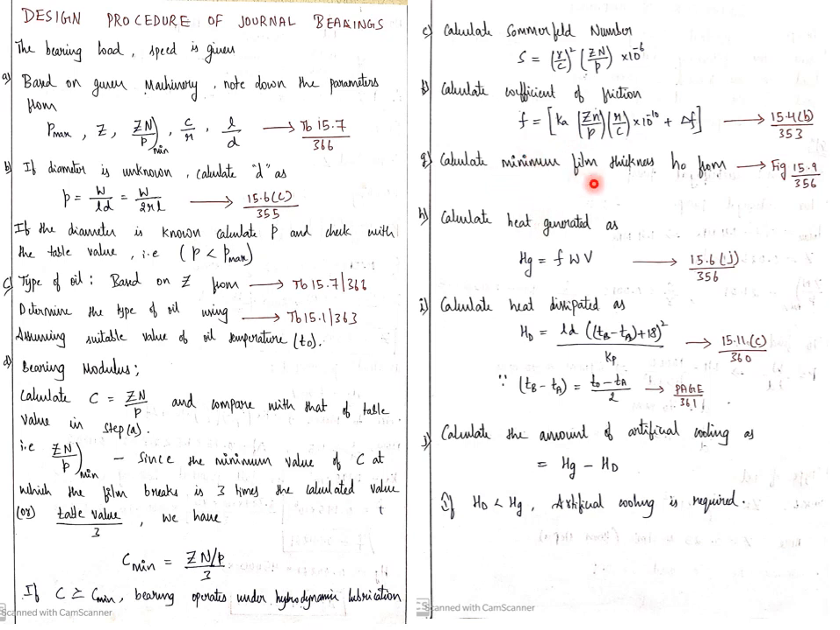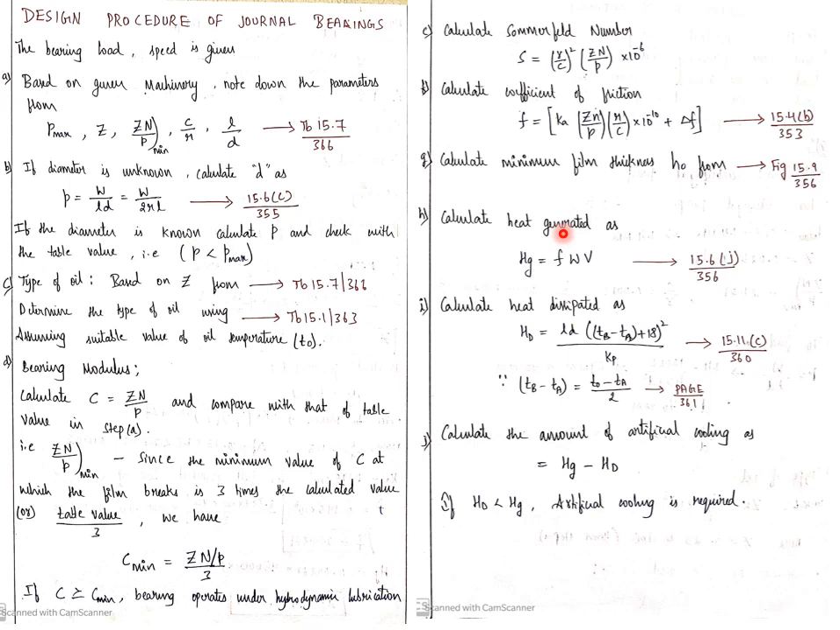Next is to calculate the minimum film thickness H0. As I told you, with respect to the Sommerfeld numbers, we can go with different values of H0 from the graph, which we take from the curves when beta is equal to a certain degree. Next is to calculate the heat generated. If the bearing runs for a long time at different speeds, probably at higher speeds, there will be heat generation that must be extracted from the bearing.